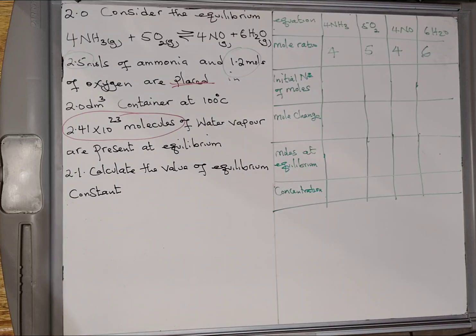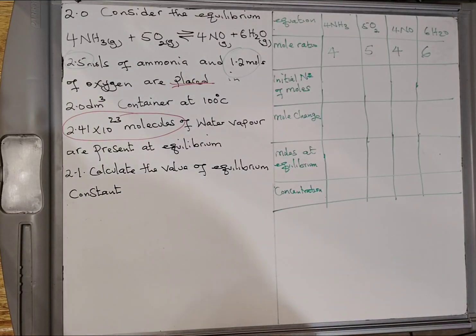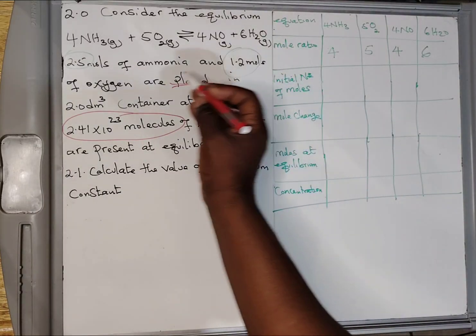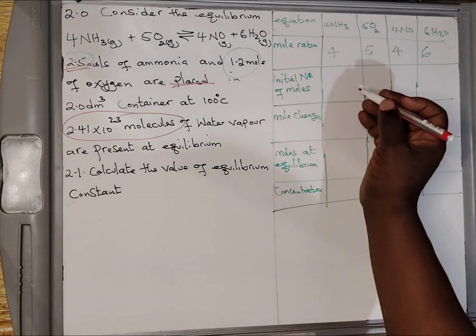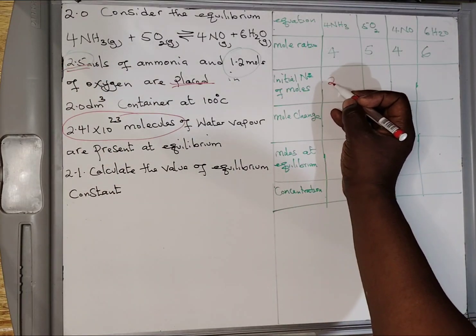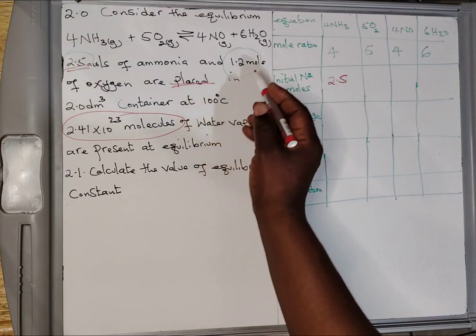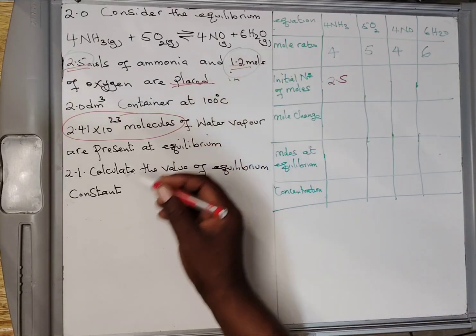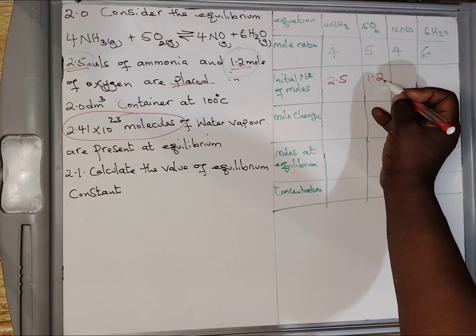After getting that one, what do we do? We also know the initial number of moles. They are here. We have that one for ammonia, which is 2.5. And you have that one for oxygen, which is 1.2.